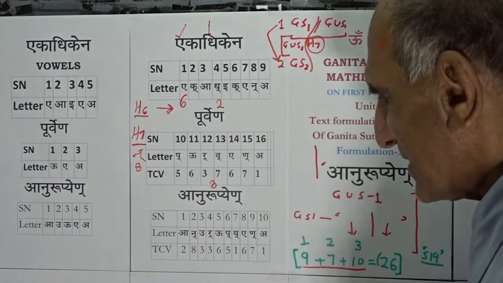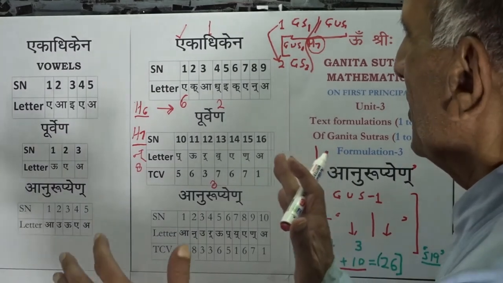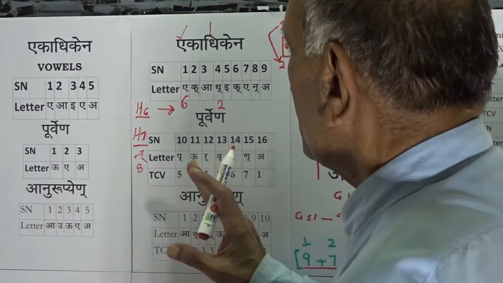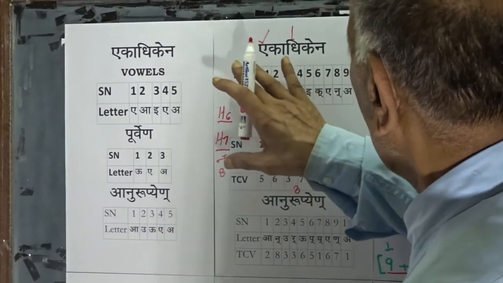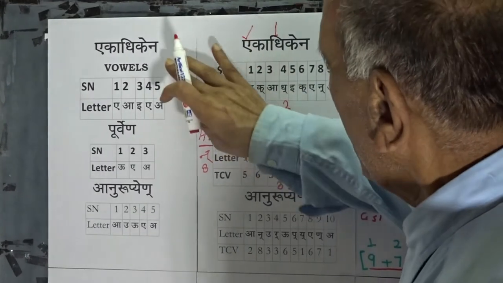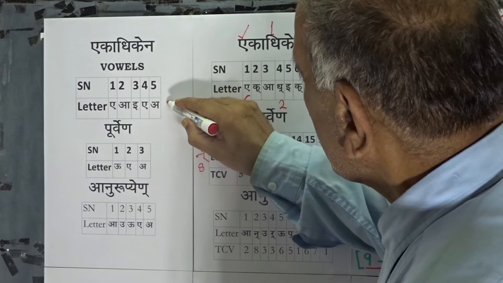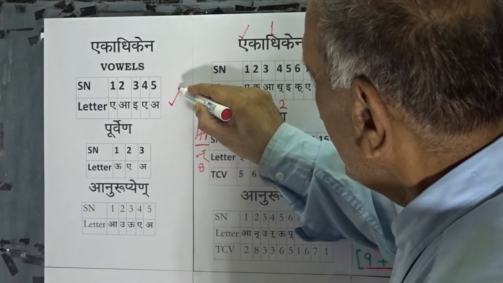Now, let us have a further chase of the values accepted by the formulations Eka Adhikain and Purven. This formulation Eka Adhikain, we know, is a text which avails 5 vowels.